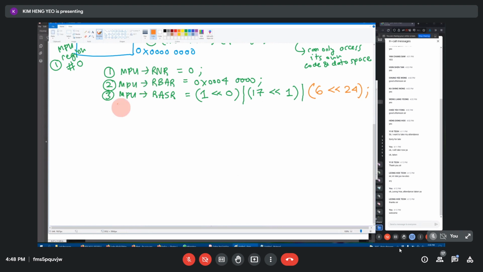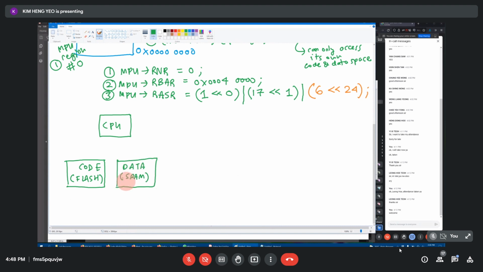Now, you got the CPU. This is your CPU, right? Now the CPU accesses 2 types of memory. You got code memory and you got data memory. The code memory is implemented using flash. Data memory is implemented using SRAM. They are just 2 different types of memory technology. The implementation is different.